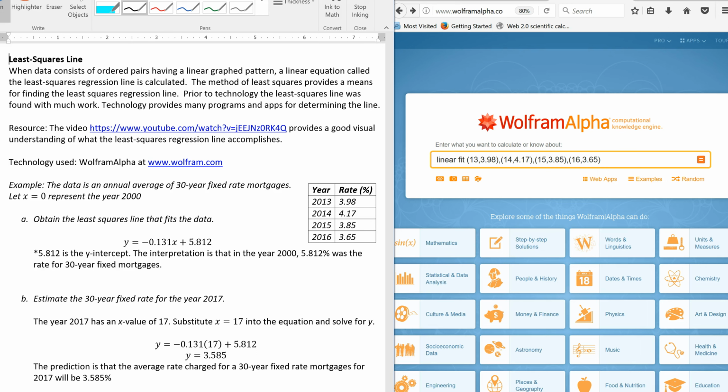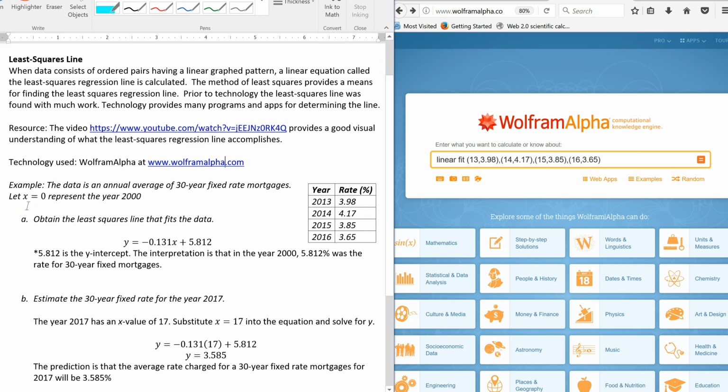There's an additional resource that I recommend watching on YouTube, and I've provided a link to it. It provides a good visual understanding of what the least squares regression line accomplishes and why the name least squares is used. The technology that I'm going to use in this example is from Wolfram Alpha.